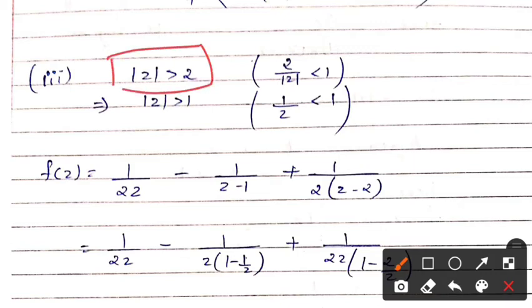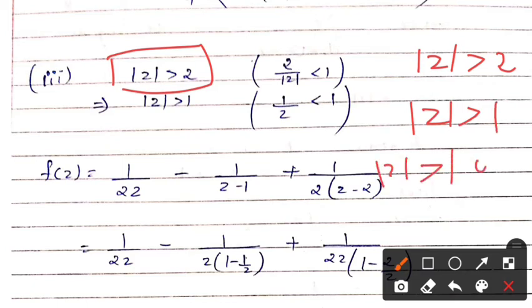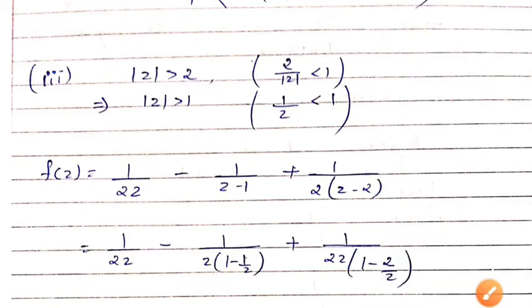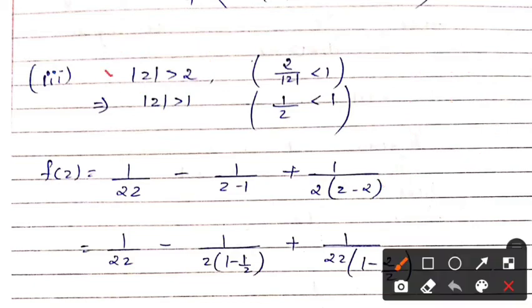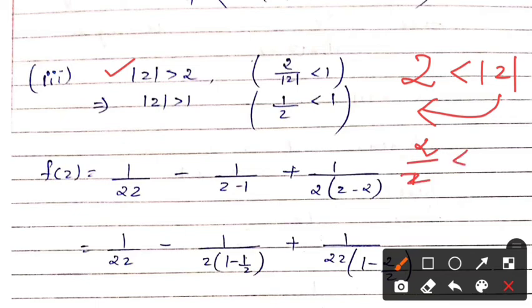Okay, now my next region given to me is mod z greater than 2. If mod z is greater than 2, it is obvious that mod z will be greater than 1 and greater than 0. So here I have mod z greater than 2. For less than 1, this can be written as 2 less than mod z. If I want this less than 1, I have to take z to the denominator. So I get 2 upon z less than 1.